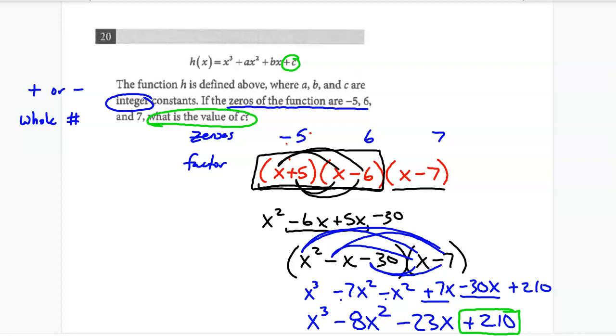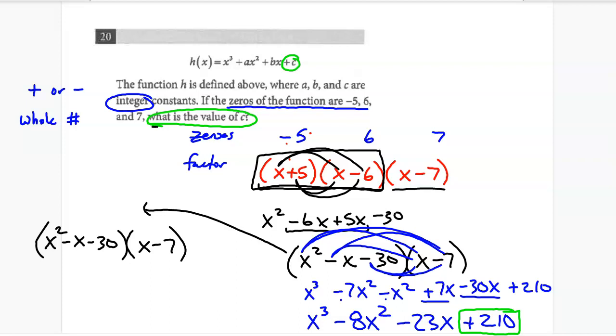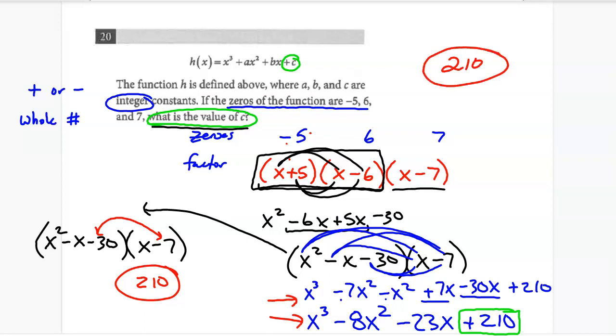Early on, let me just kind of show you why I wasted time. This expression right here, when I had x squared minus x minus 30, and I was multiplying that by x minus 7, if I would have read ahead and saw what they wanted, I know that the last term is always just created by the last times the last. And I could have just skipped all the other stuff, and all of this was just kind of a waste of time, unfortunately. So sorry about that. Correct answer, 210.